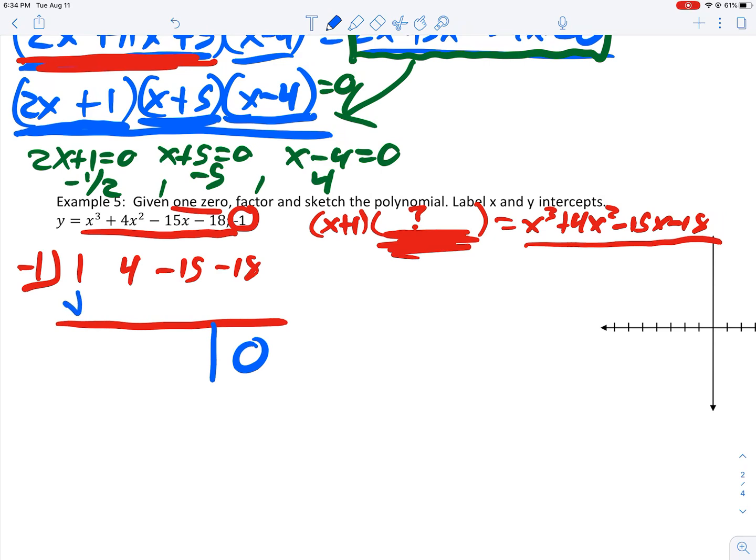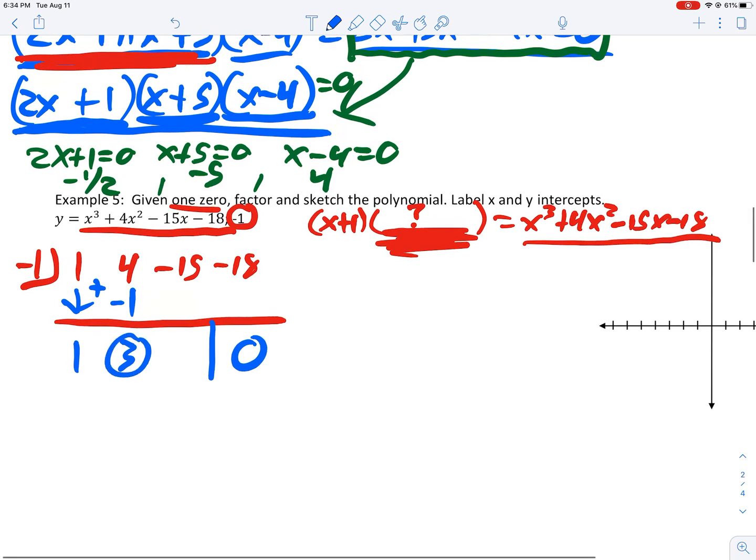So I'm going to bring down the 1. 1 times negative 1, right? I'm multiplying those. That gives me negative 1. Put it in the next column over. Now I'm going to add these together. So that gives me 3. And now I'm going to repeat. So again, this is step 3 and step 4 from the notes. I'm repeating them, right? That's what step 5 is telling me. Repeat 3 and 4.